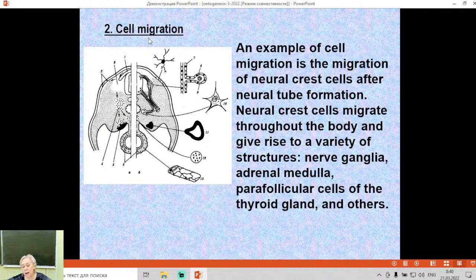Next mechanism, cell migration. An example of cell migration is the migration of neural crest cells after neural tube formation. Neural crest cells migrate throughout the body and give rise to a variety of structures: nerve ganglia, adrenal medulla, parafollicular cells of the thyroid gland, and others.